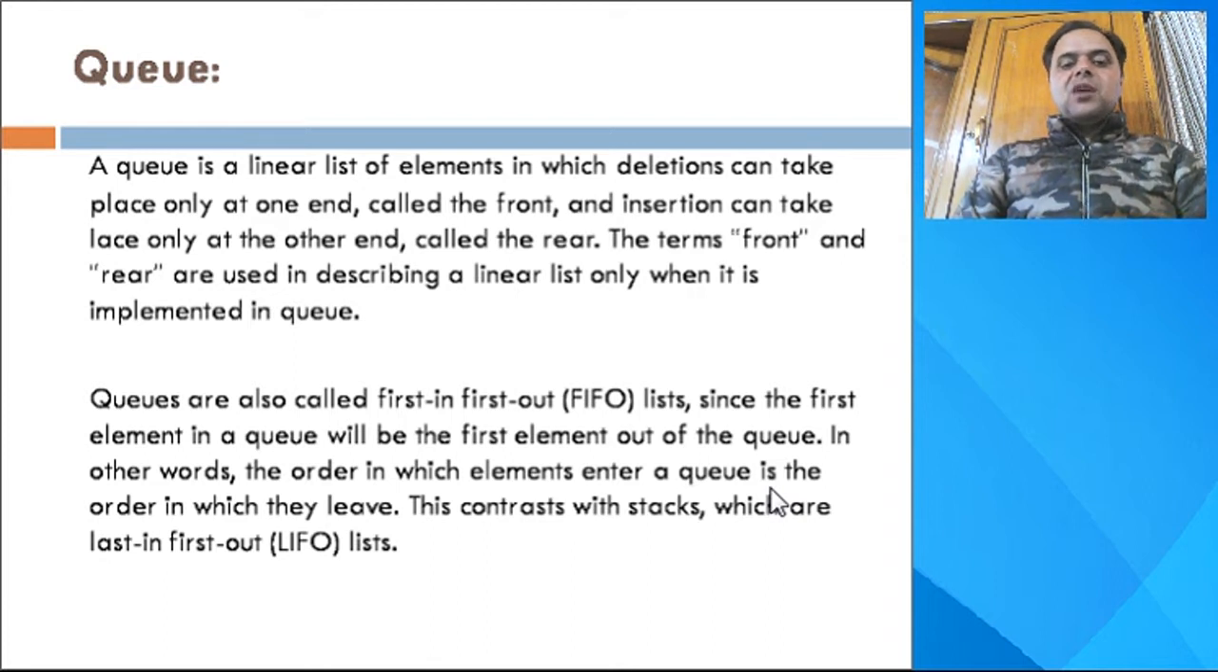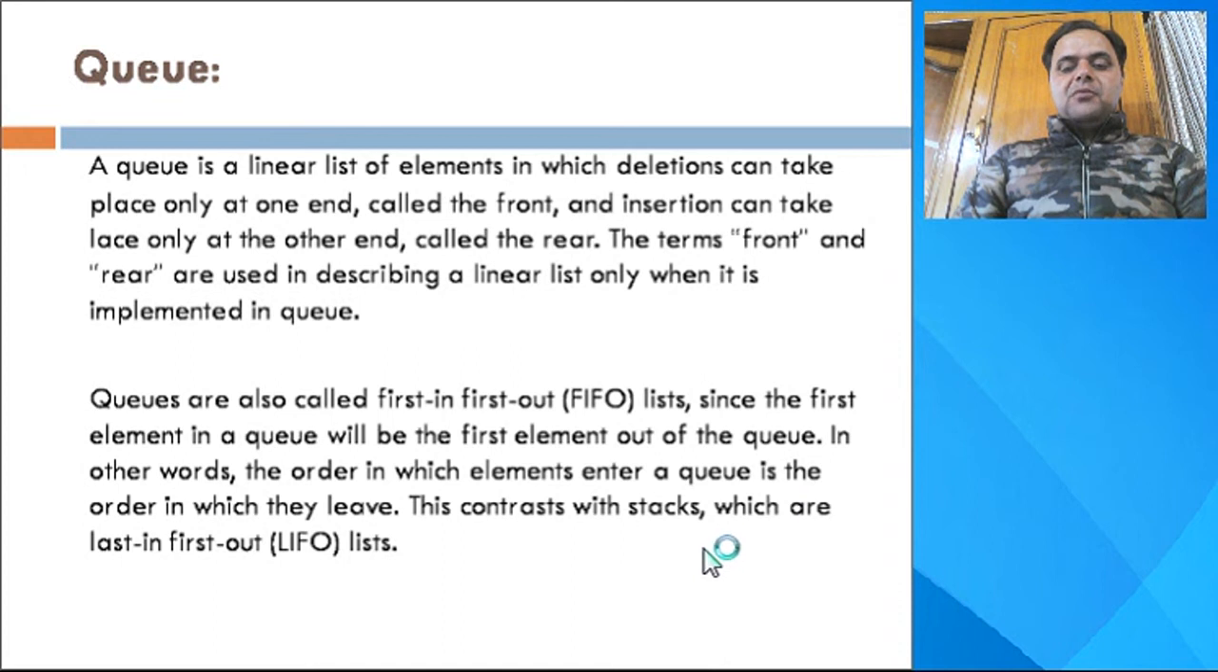So queues are also called first in first out lists. We call them first in first out because the first element which comes in the queue will be the first to go out of the queue. In other words, the order in which elements enter a queue is the order in which they leave. This contrasts with stacks which are last in first out or LIFO lists.